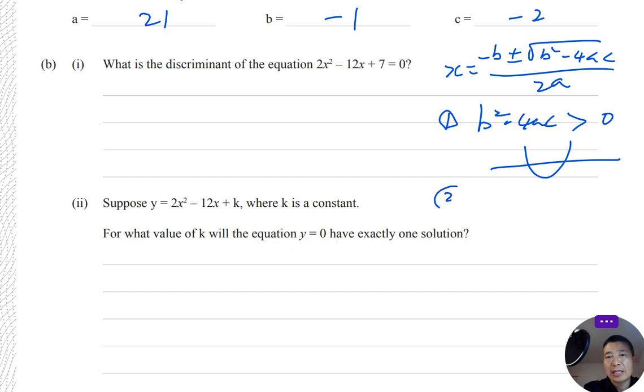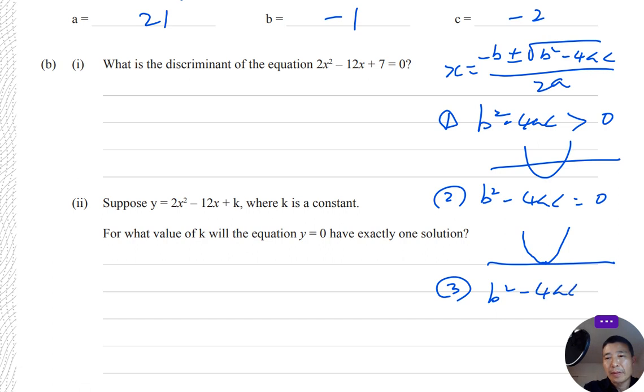That's the first case. And the second case, b squared minus 4ac equals 0. That means one solution. Because that's 0, the only solution x has is negative b over 2a, isn't it? And the third case is negative. In that case, no solution, because that can't be negative in real numbers. However, if we do complex numbers, there are solutions. But we are not doing complex numbers now, so forget it.